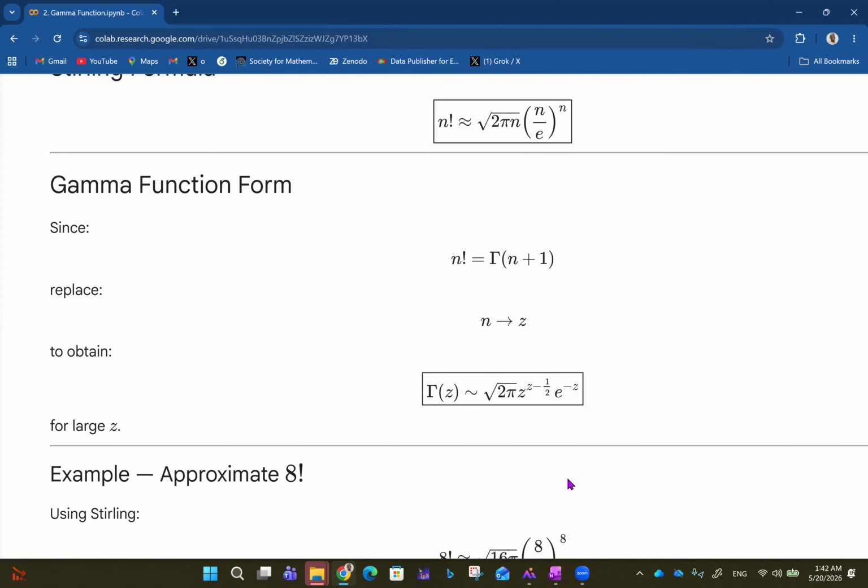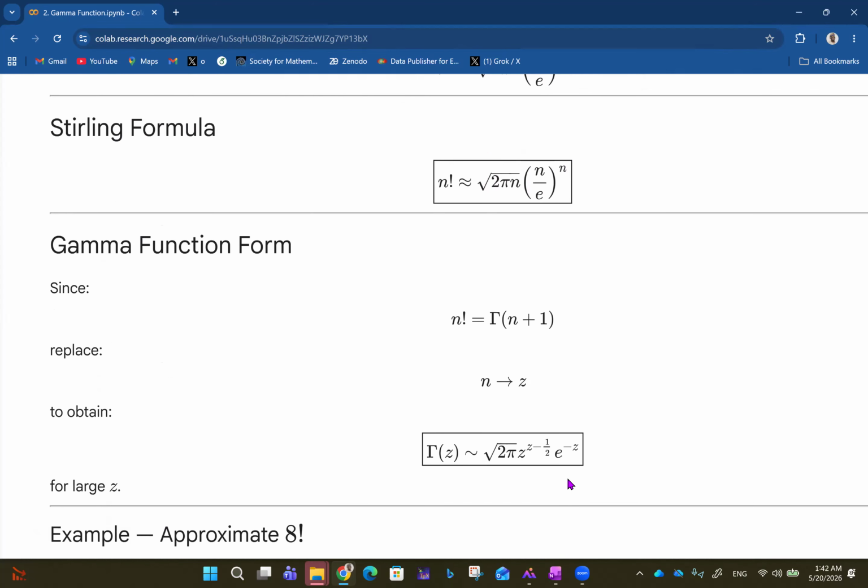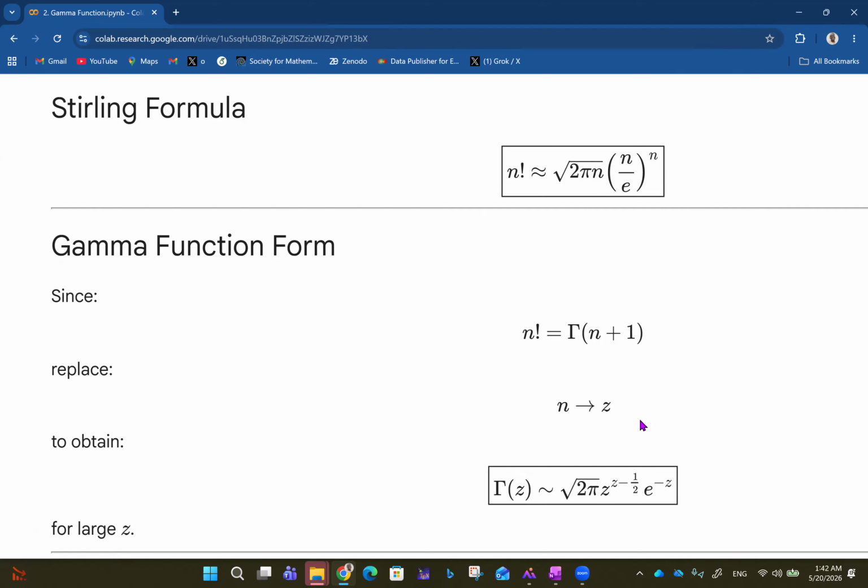So then talking about the gamma function form now, since n factorial is gamma n plus 1, we can replace n with z. So to obtain gamma z to be approximately square root of 2 pi z, because with gamma functions we're talking about complex numbers in general. So you have gamma z approximately square root of 2 pi z, raised to z minus half, e raised to minus z for large z.